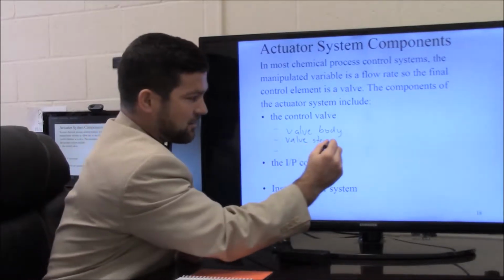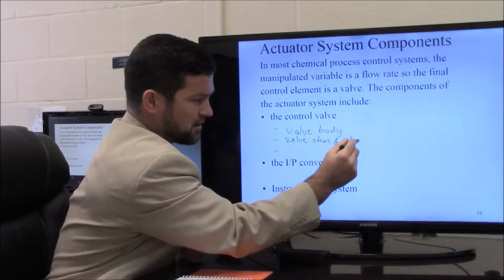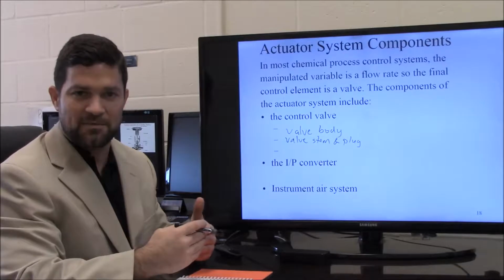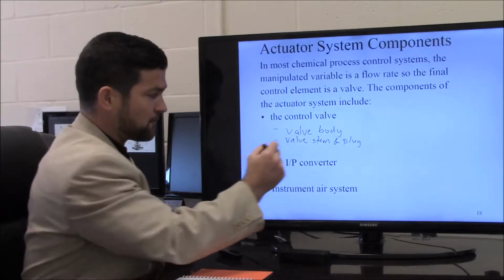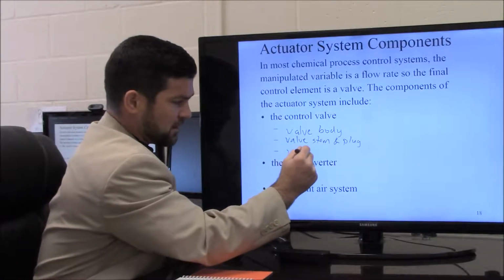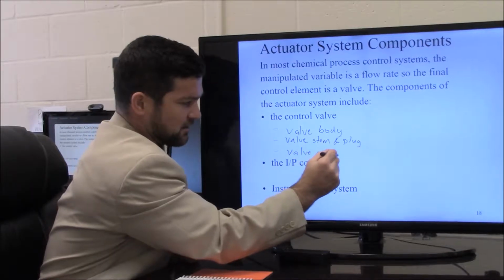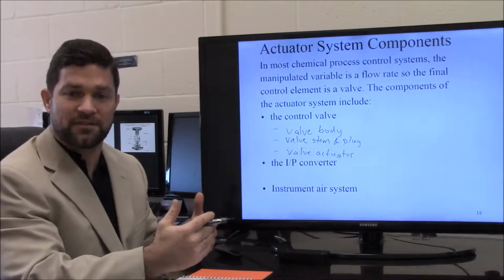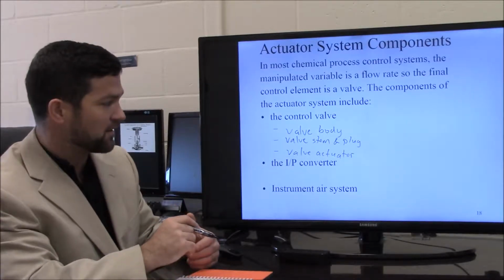The valve stem and plug, which goes into the body, so the movement of the valve and stem is going to allow flow through the valve body. And the valve actuator. So the valve actuator is what moves the valve stem up and down in the control valve.